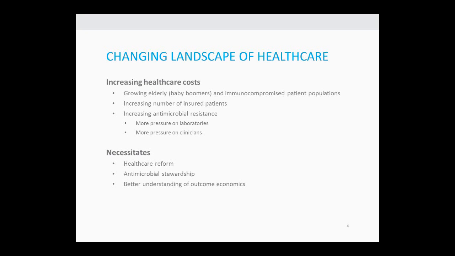So what are the reasons for some of these things that are going on in medicine? Medicine is changing drastically and rapidly. First of all, we have an increasing healthcare costs problem, and that is because of several different issues. One, all of us are getting older. I am for sure. We're all baby boomers, or a lot of us are. We're also becoming more immunocompromised as healthcare is able to keep us going for longer periods of time. We have a much greater number of insured patients now who can actually get health care, and they go to health care. And finally, as we all know in microbiology, we also see increasing antimicrobial resistance, with more pressure both on the laboratories and on the clinicians.